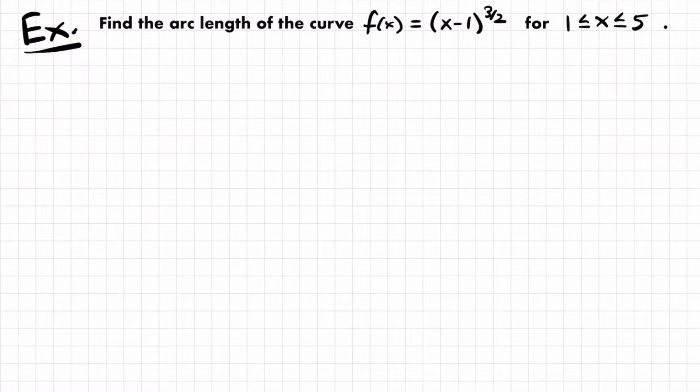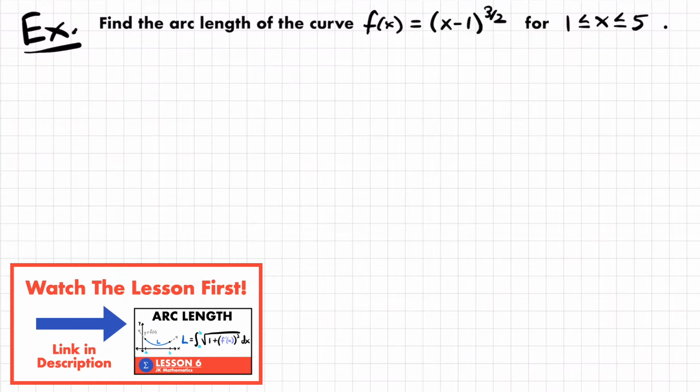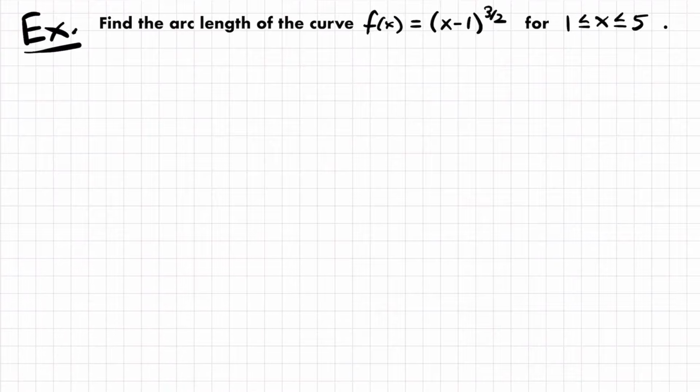All right, so here's our first example. We want to find the arc length of the curve f of x equals (x minus 1) to the 3/2 power for the values of x between 1 and 5. All right, and so in order to calculate the arc length, we need to know the formula for calculating the arc length using definite integrals.